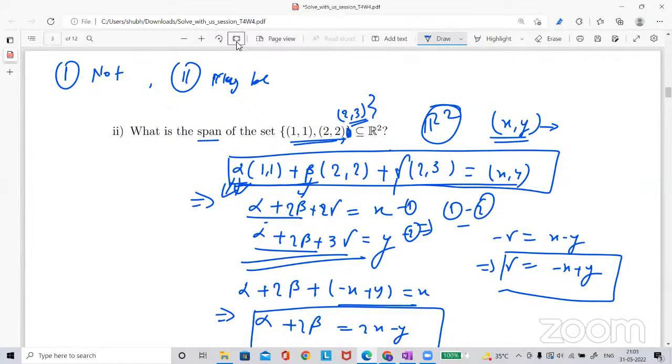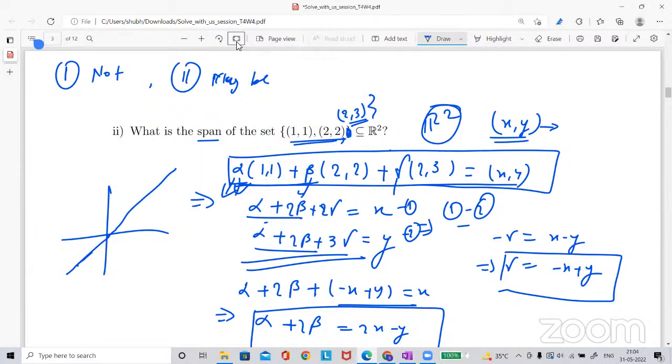Yes. That is x equal to y, which is only a straight line. But we want the whole R2. If you interpret it geometrically, that equation gives only this line, but we want the whole R2. What it means is that it's not generating the whole R2.